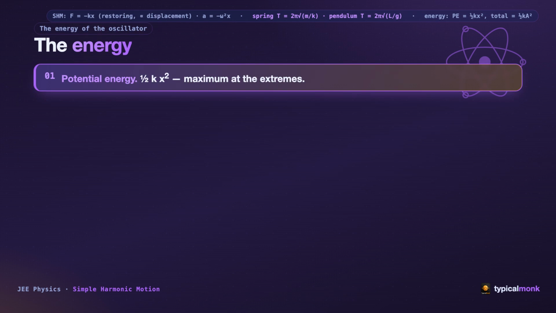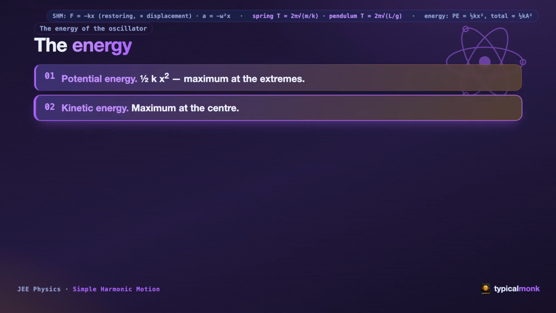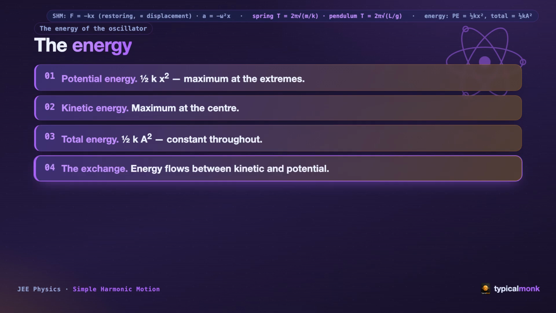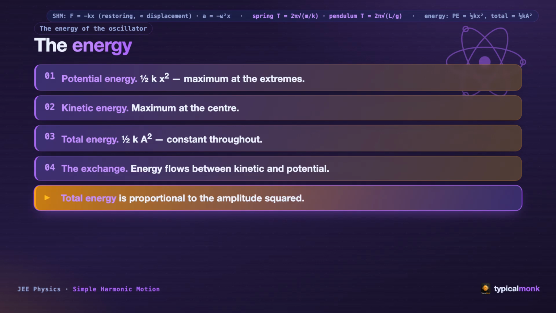Now, the energy of the oscillator. Potential energy, 1/2 kx squared, maximum at the extremes. Kinetic energy, maximum at the center. Total energy, 1/2 k A squared, constant throughout. The exchange, energy flows between kinetic and potential. The total energy is proportional to the amplitude squared.